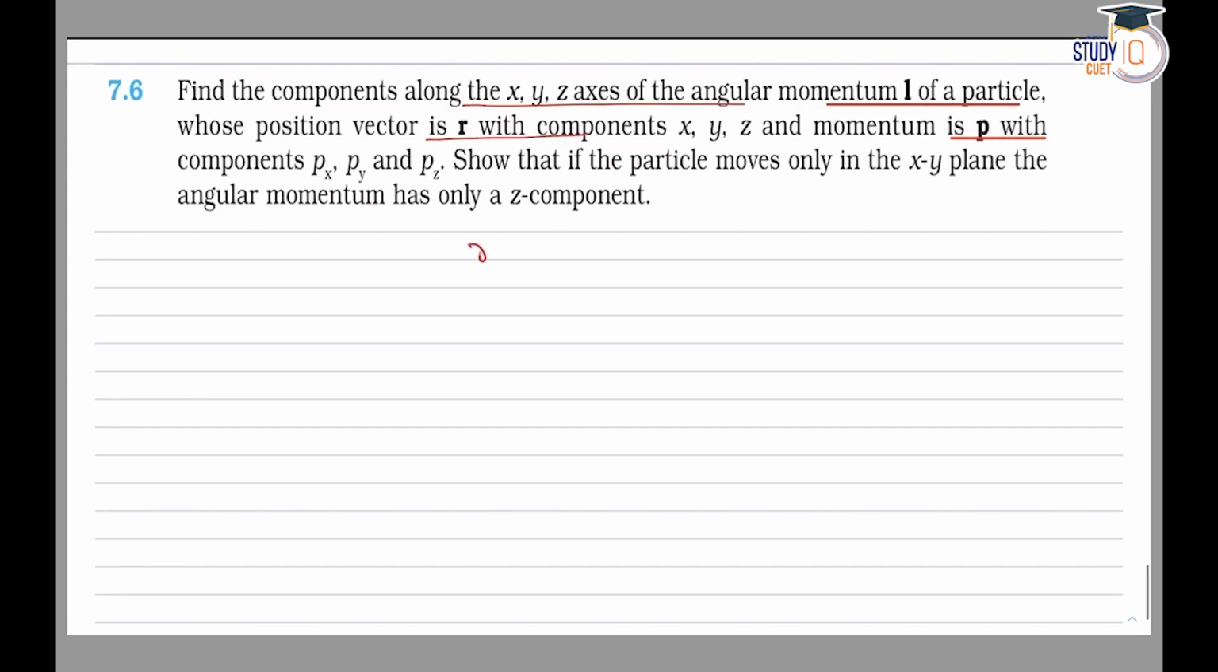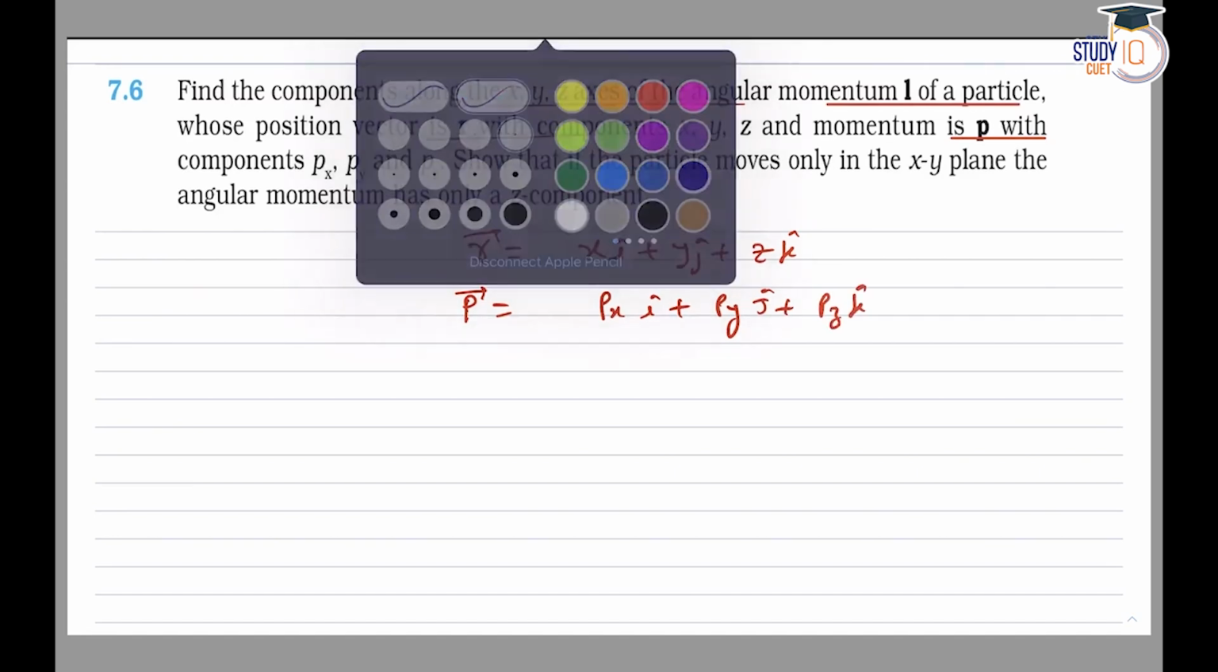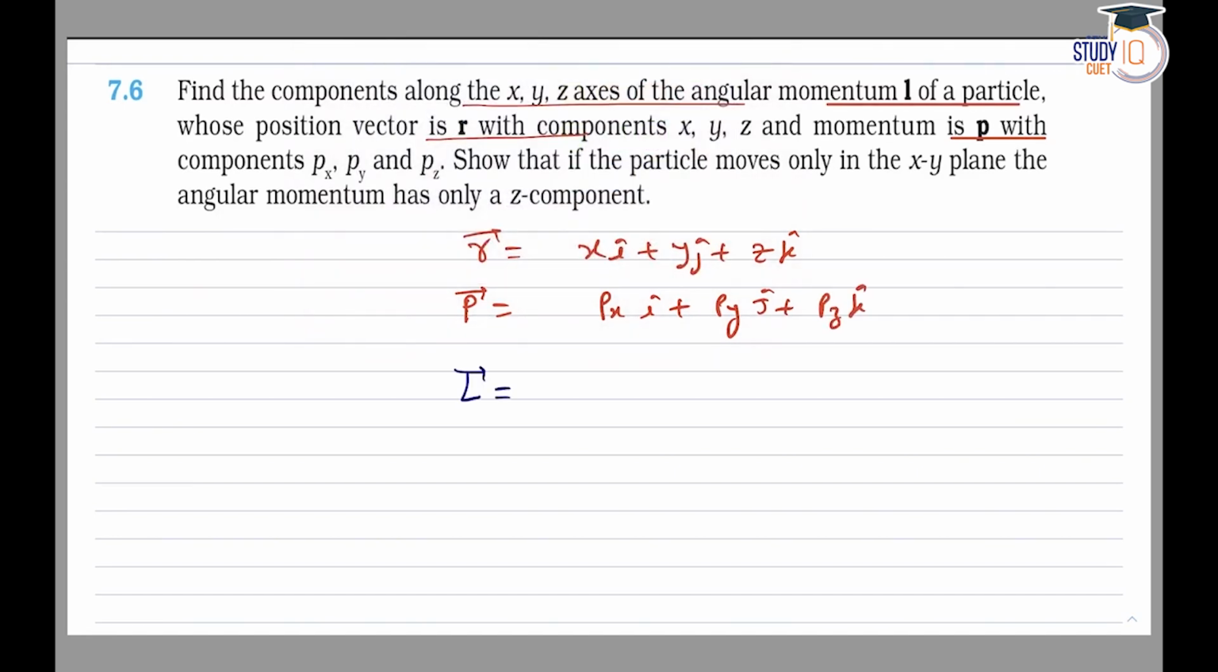So the position vector r can be written as x i cap plus y j cap plus z k cap, and the linear momentum in vector format can be written as px i cap plus py j cap plus pz k cap. As we all know, the angular momentum can be written as r cross p, where r represents the position vector and p represents the linear momentum.